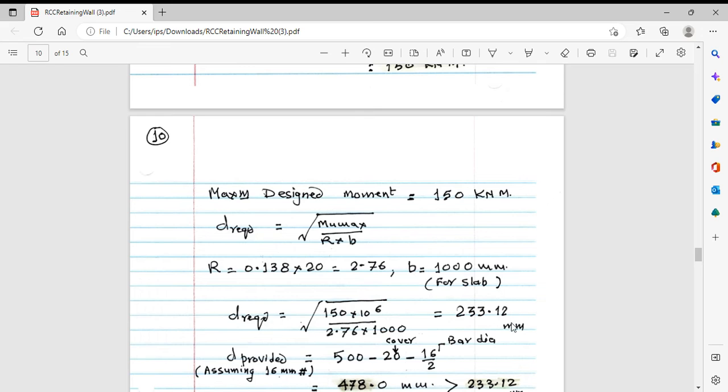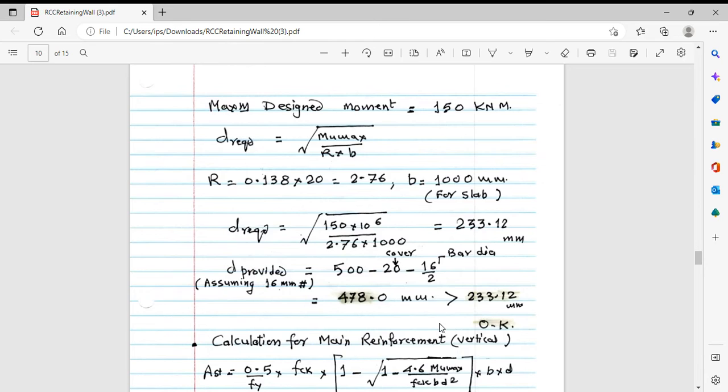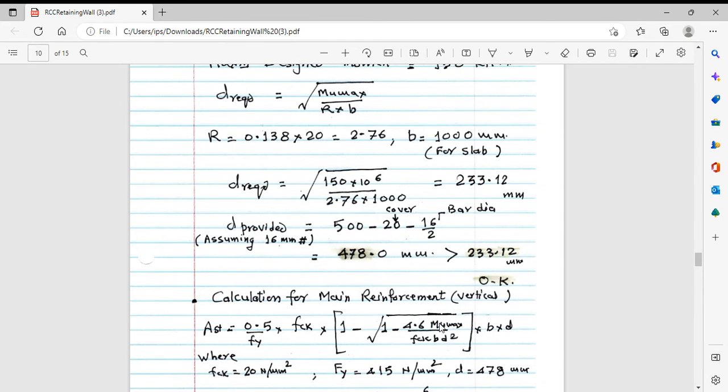So D required comes out to be 233.12. This is the required effective depth. What is the effective depth actually we have provided? Considering 16 mm bar diameter, overall depth minus the clear cover minus half the bar diameter. I am considering 16 mm bar diameter in the beginning. If we find it is insufficient, then accordingly we will change it. But at this stage, I am considering that main bar applied is 16 mm.